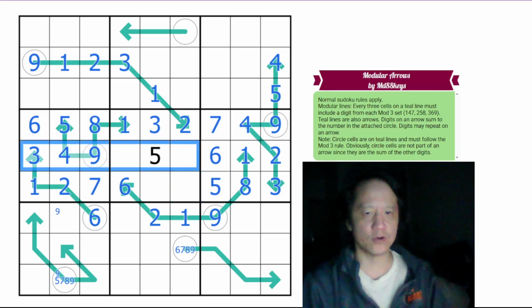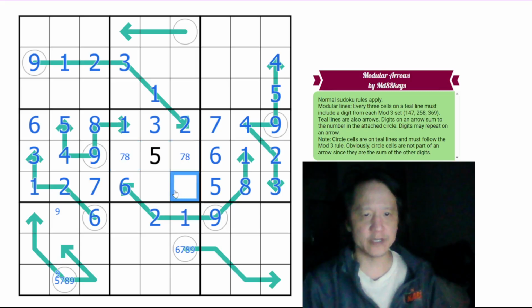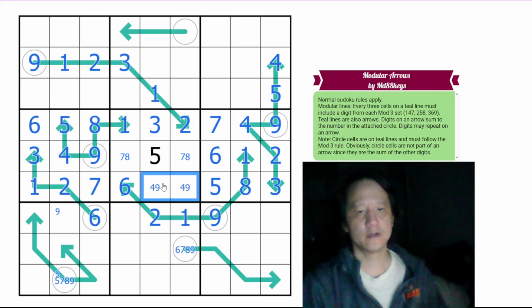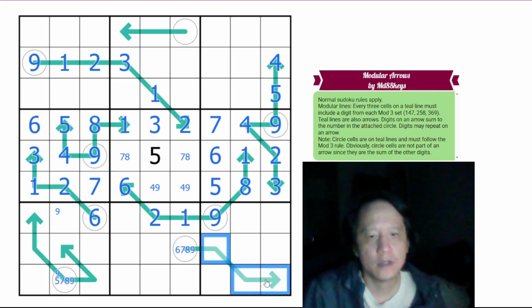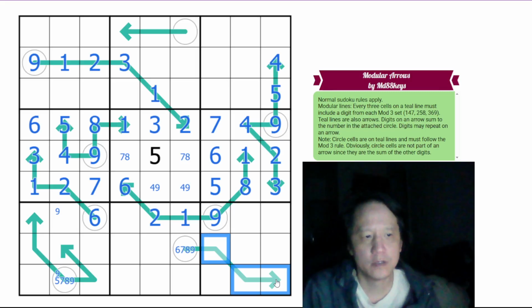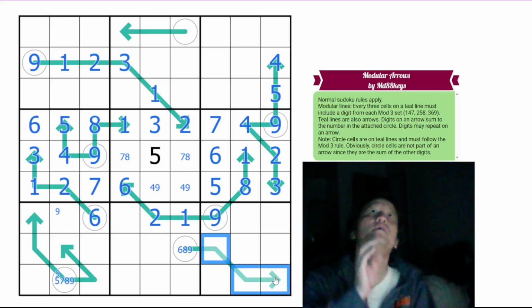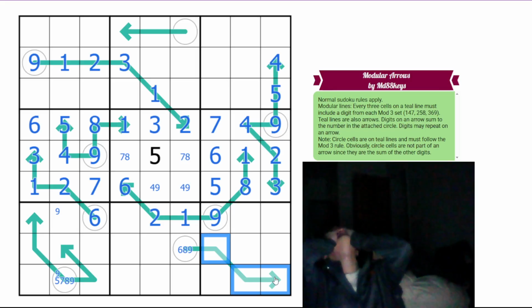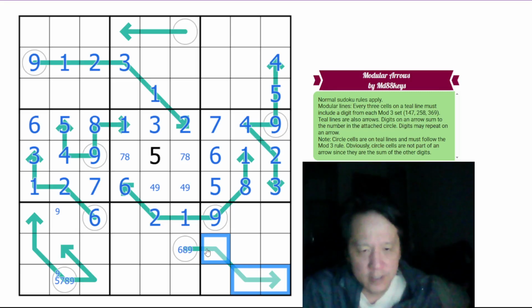Remaining digits in row 5 are 7 and 8. That's fine. Remaining digits in row 6 are 4 and 9. That's fine. Again, this cannot be 1, 2, 4 because the 1 and 4 are in the same modulo set, so no 7. Cannot be 1, 2, 5, adding up to 8, because 2 and 5 are in the same modulo set. 1, 3, 4 doesn't work because 1 and 4 are in the same modulo set. So this can't be 8.